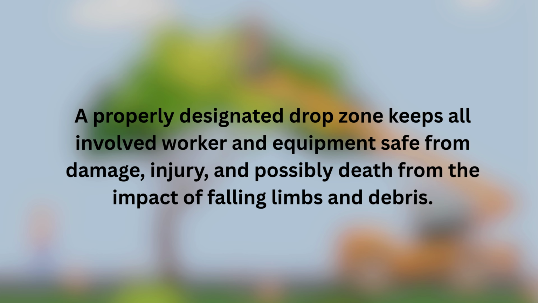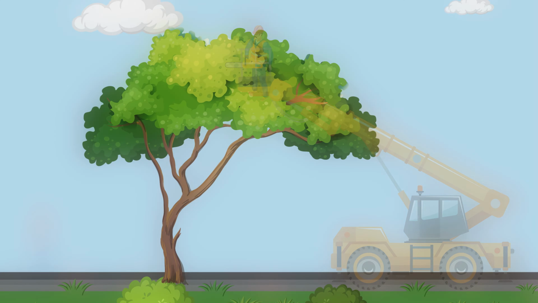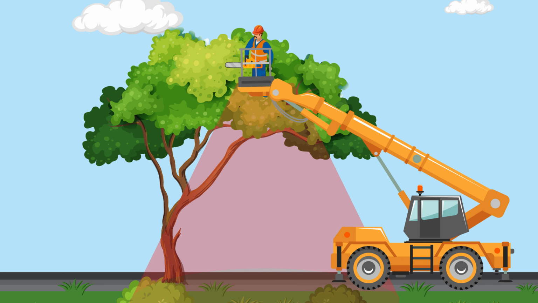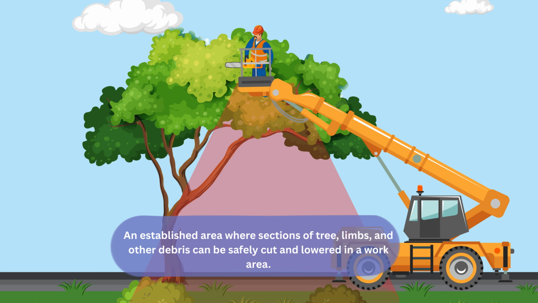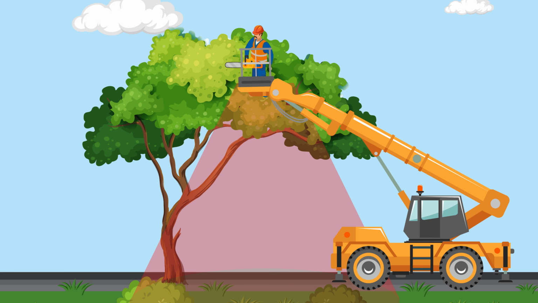A properly designated drop zone keeps all involved workers and equipment safe from damage, injury, and possibly death from the impact of falling limbs and debris. A drop zone is defined as an established area where sections of tree, limbs, and other debris can be safely cut and lowered in a work area. The drop zone size should account for the inadvertent falling branches or tools from an elevated position. Considerations for this drop zone should take into account issues like tree decay, limbs under tension, and workers' error.